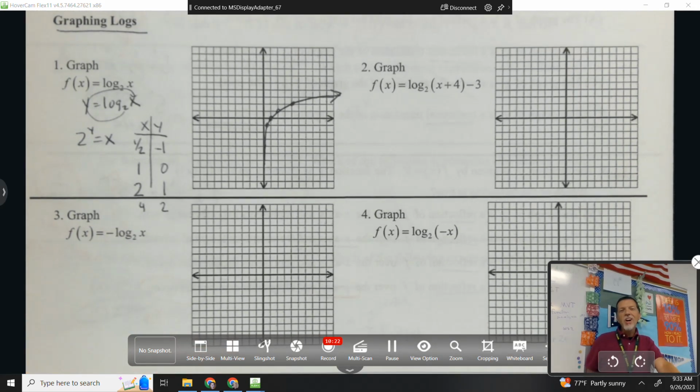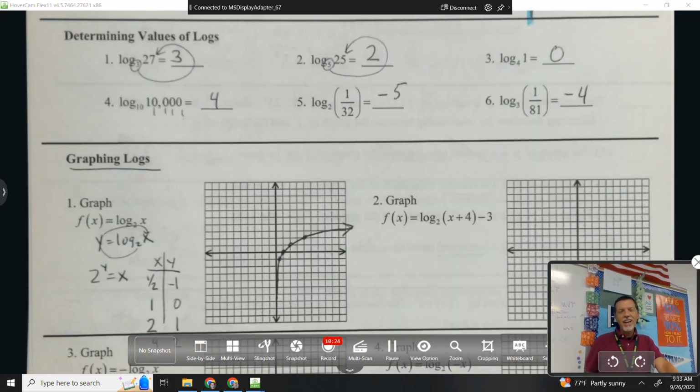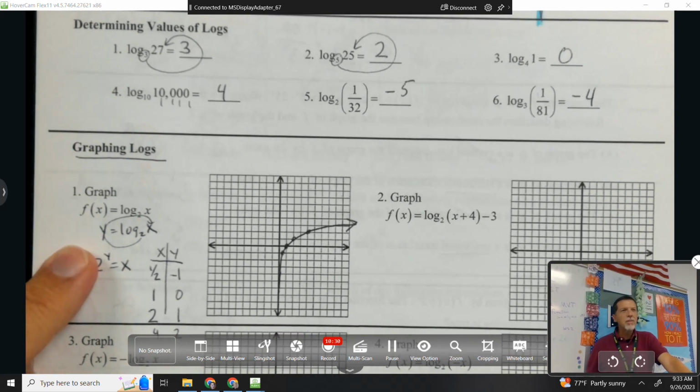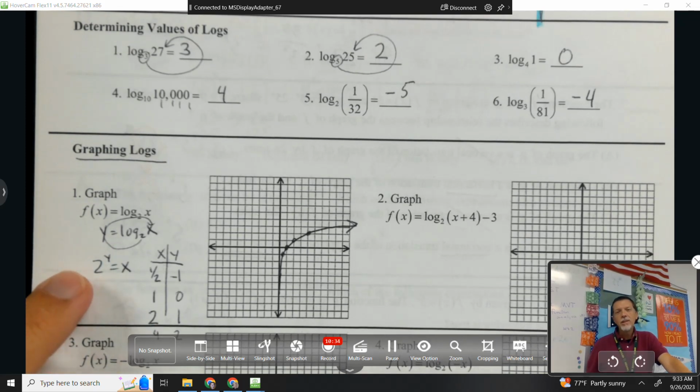So it's a log graph, but just like I didn't really evaluate any of these logs up here, I cheated and changed them into exponents. I'm going to do the same thing here. I don't want to learn a log graph. I want to use what I know. So I make it an exponent graph.